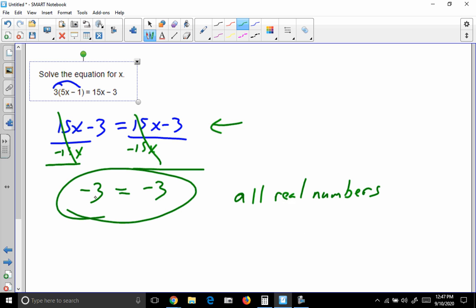On the other hand, if we get rid of our x's and get one number on one side, a different number on the other side, well, that's never true. If that happens, then that means for this equation, there's no solution.